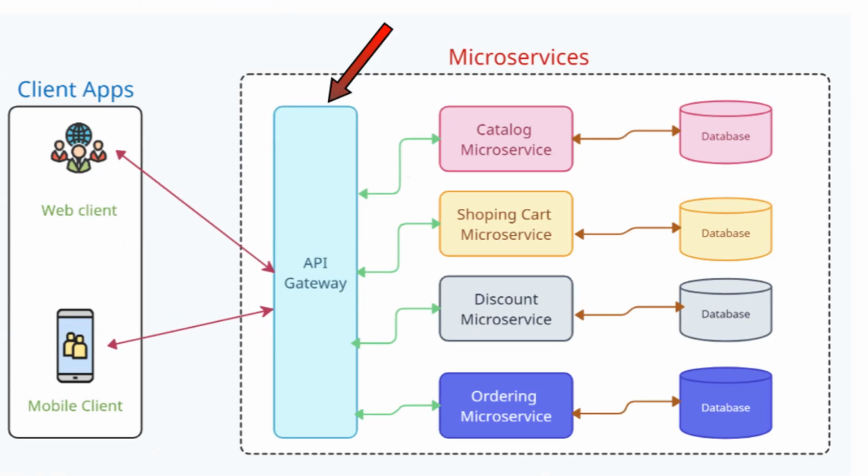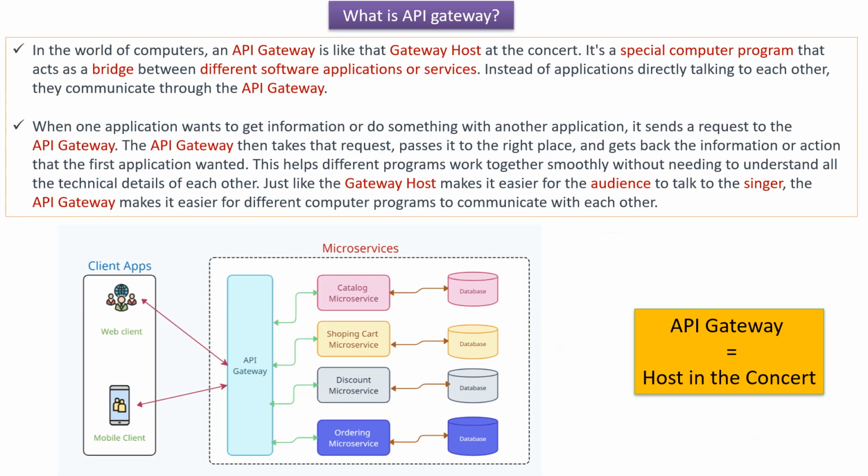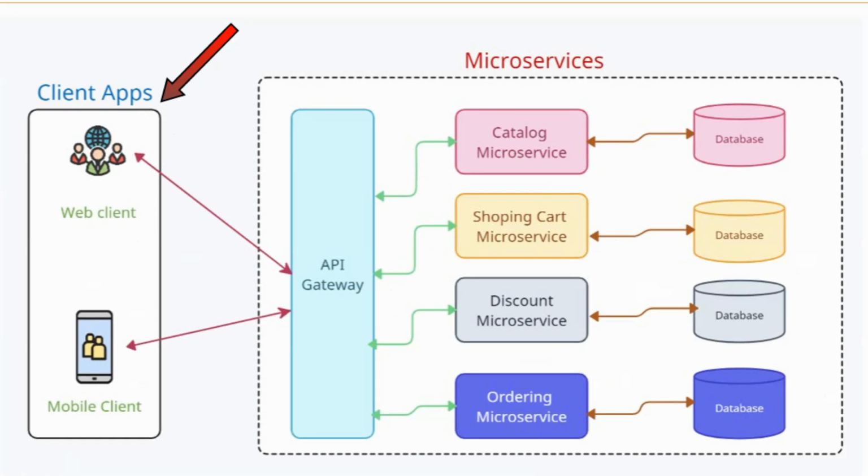API gateway is a special computer program that acts as a bridge between different software applications or services. Instead of applications directly talking to each other, they communicate through the API gateway. When one application wants to get information or do something with another application, the application sends the request to the API gateway. The API gateway then takes the request, passes the request to the right place, and gets back the information or action that the first application wanted.